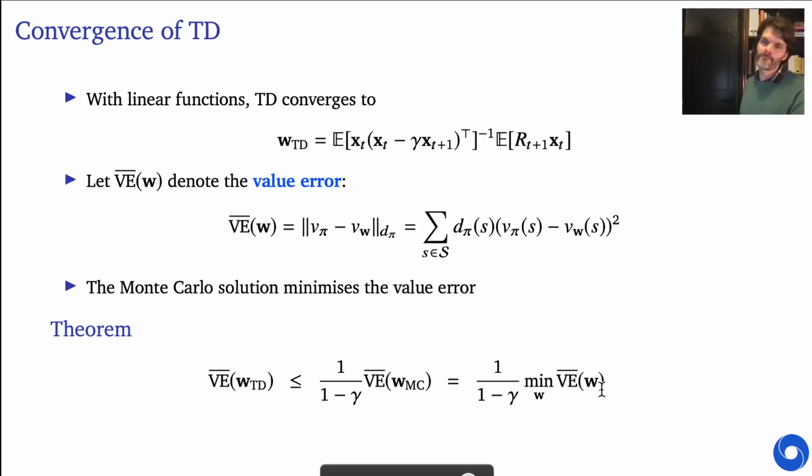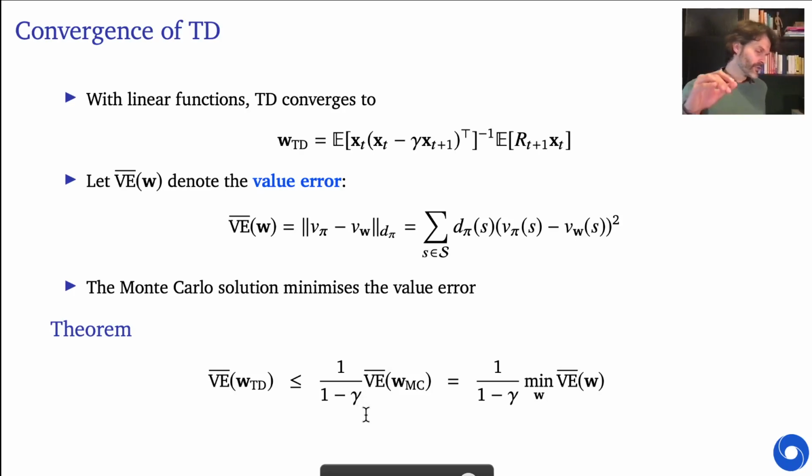Under any weights. So what is this saying? Well, this is basically saying that TD is doing maybe a little bit worse asymptotically than Monte Carlo. It's doing something different, right? It's biased, but we can bound how bad it is. Now, how bad is that? Well, there's this term 1 divided by 1 minus gamma. How big is that? Well, this depends on gamma, obviously.